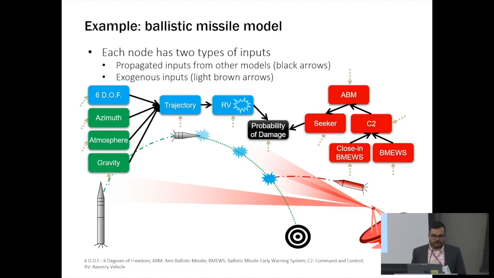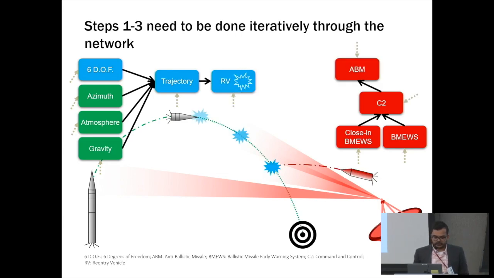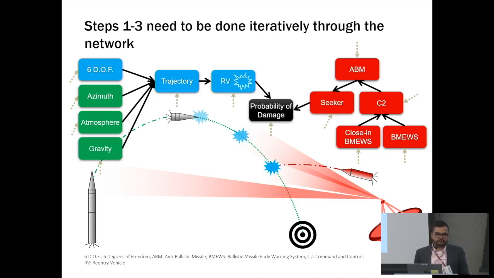But each node is going to have two types of inputs. It's going to have exogenous inputs, given by those little light brown arrows. It's going to have propagated forward inputs, given by the dark brown or dark black arrows. Okay? And steps 1, 2, 3, I'm going to go through what they are, but we have to do them iteratively because we have to build the network up. We can't just have the network and then, boom, plop in the numbers. You have to plop in the numbers iteratively. So you start off with the trajectory, you build up the RV, then you build up probability of damage, right?